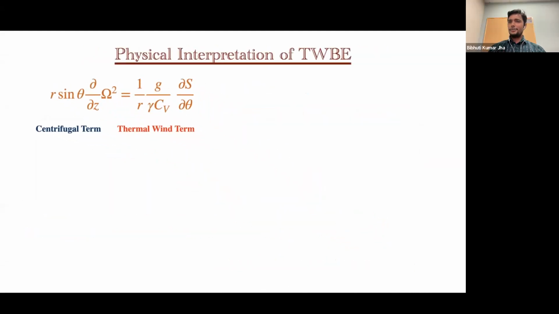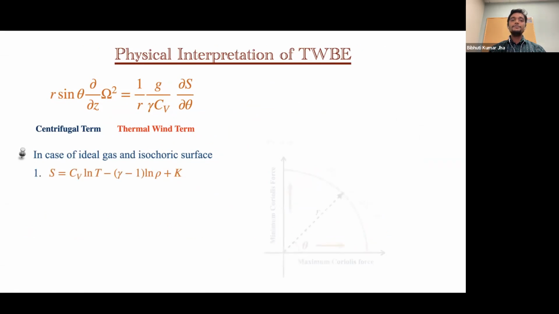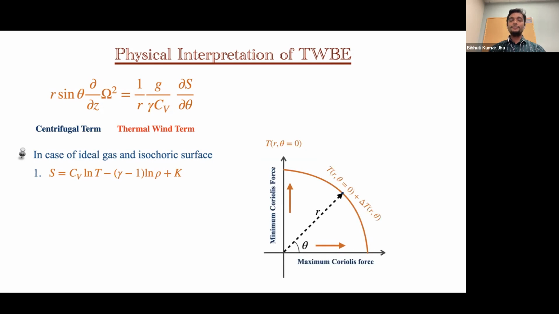So now let's try to understand the physical interpretation of this thermal wind balance equation before I go into the detail of how it can give rise to the NSSL. But before that, let me slightly simplify this equation so that we can better understand it. If we assume the ideal gas case, we can write the specific entropy something like this. And then let's see how we write the temperature. So this direction is the direction of Z, that is parallel to the axis of rotation.